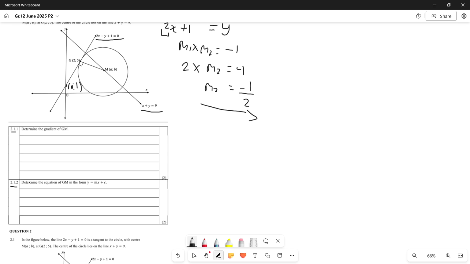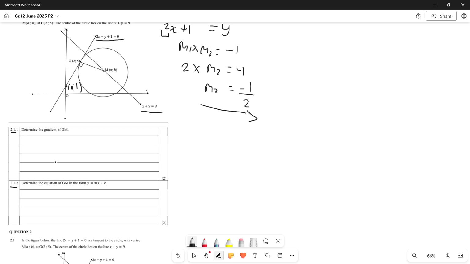Then 2.1.2: determine the equation of GM in the form y = mx + c. Also only 2 marks, which means we just plug the gradient we calculated into this equation, and then plug this x and this y coordinate in. Then we can solve for c and have our equation.